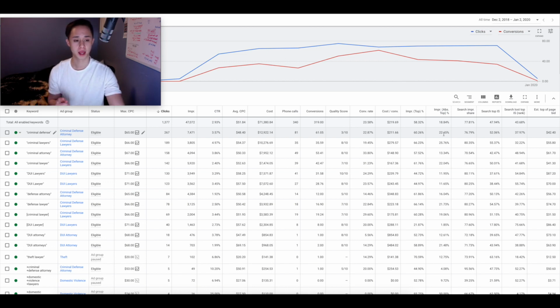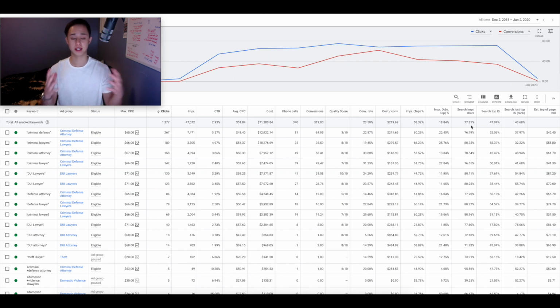The next thing I'm going to go over here is the search impression share. As you can see here, my average is about 78% search impression share. That's the total amount of possible searches that your ads can appear for. So out of 100%, 78% of the time my ads were shown to someone who was searching for my client's services. So that's a relatively high percentage.